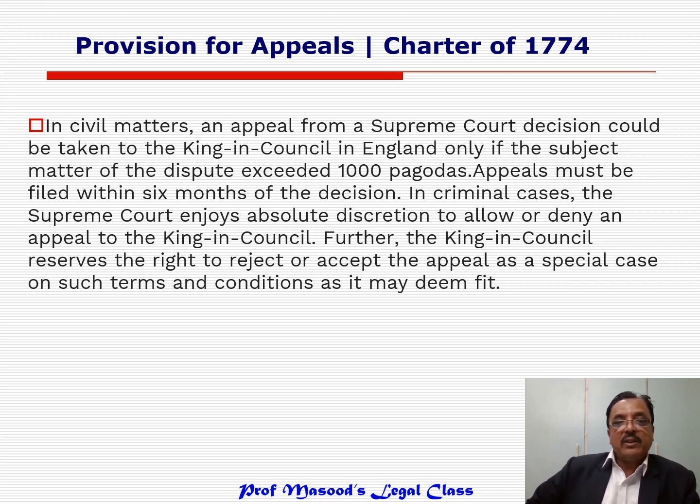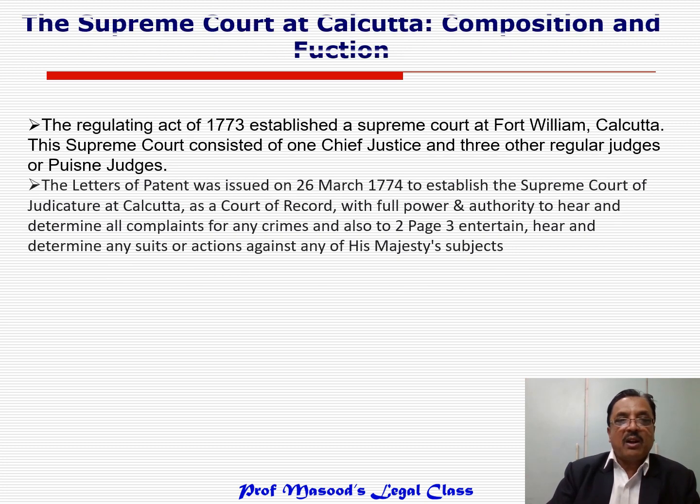So for any judgment from the Supreme Court, if you want to go for an appeal, that is also possible, but you have to bring it to the King in Council in England, subject to the approval and permission of the Supreme Court. And the King in Council in England has the right to accept or reject that particular appeal. So this is the provision of appeal.